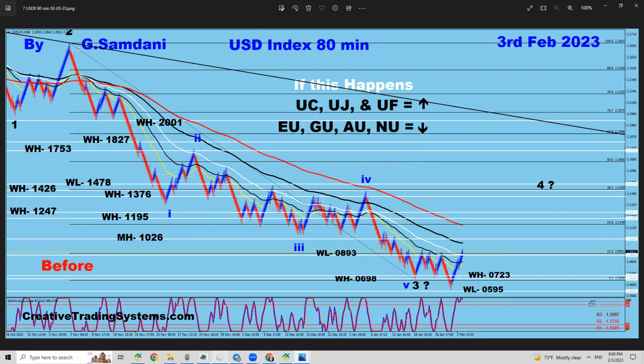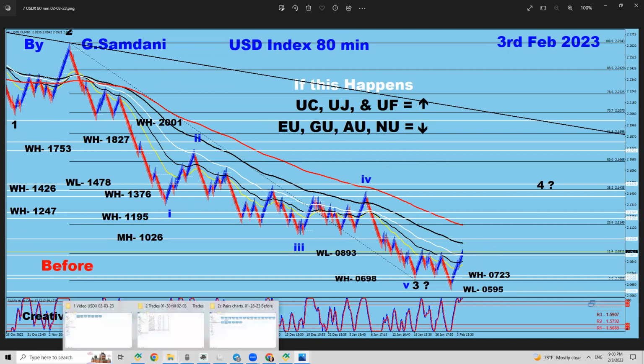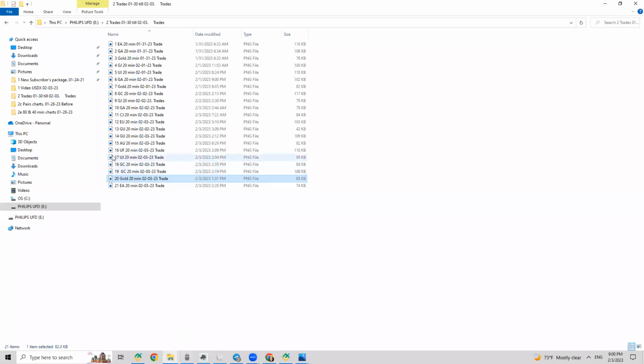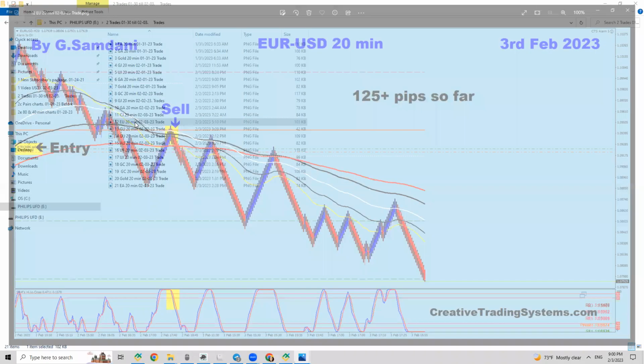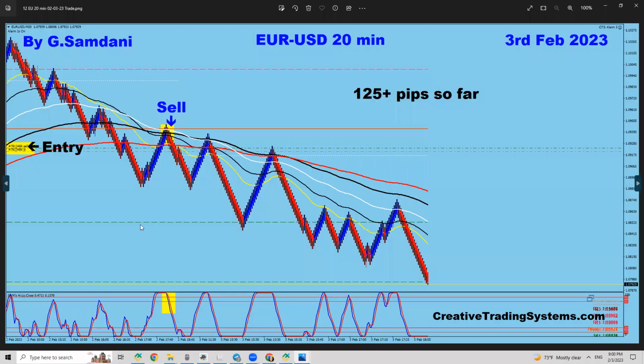Okay, I'm going to show you only today what happened after NFP, when this thing started going to the upside. Today is 23. And what's up here? Okay, now 4 pairs where USD is on the right hand side. So EUR-USD after NFP and down 125 pip trade today.